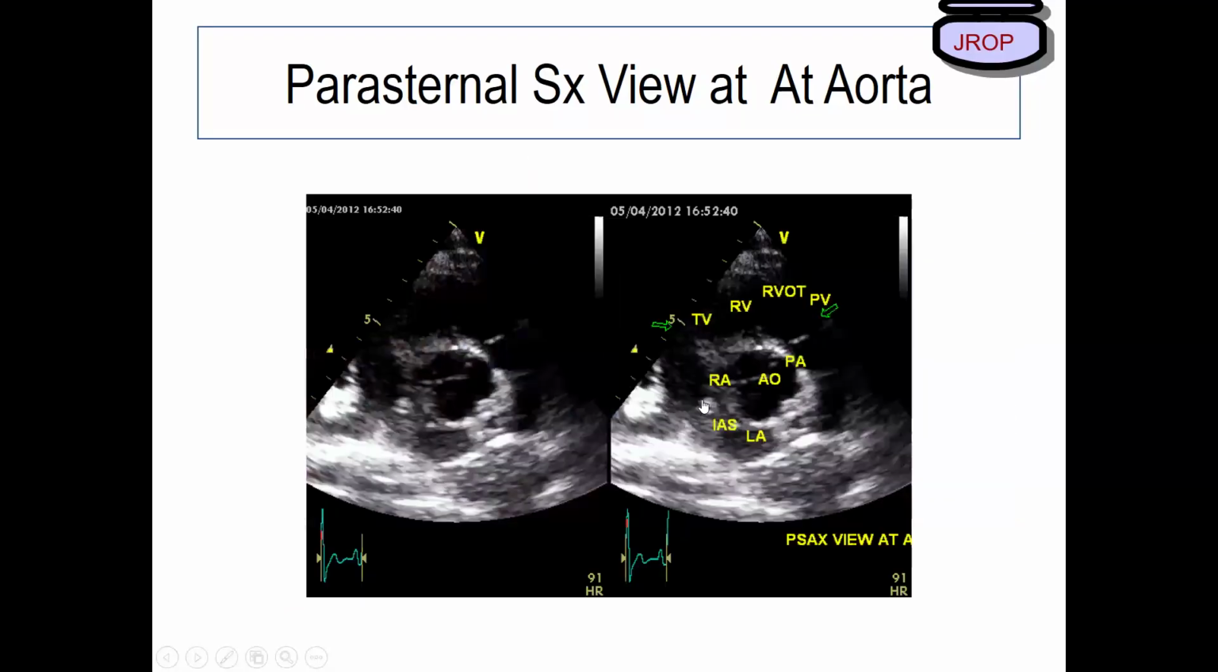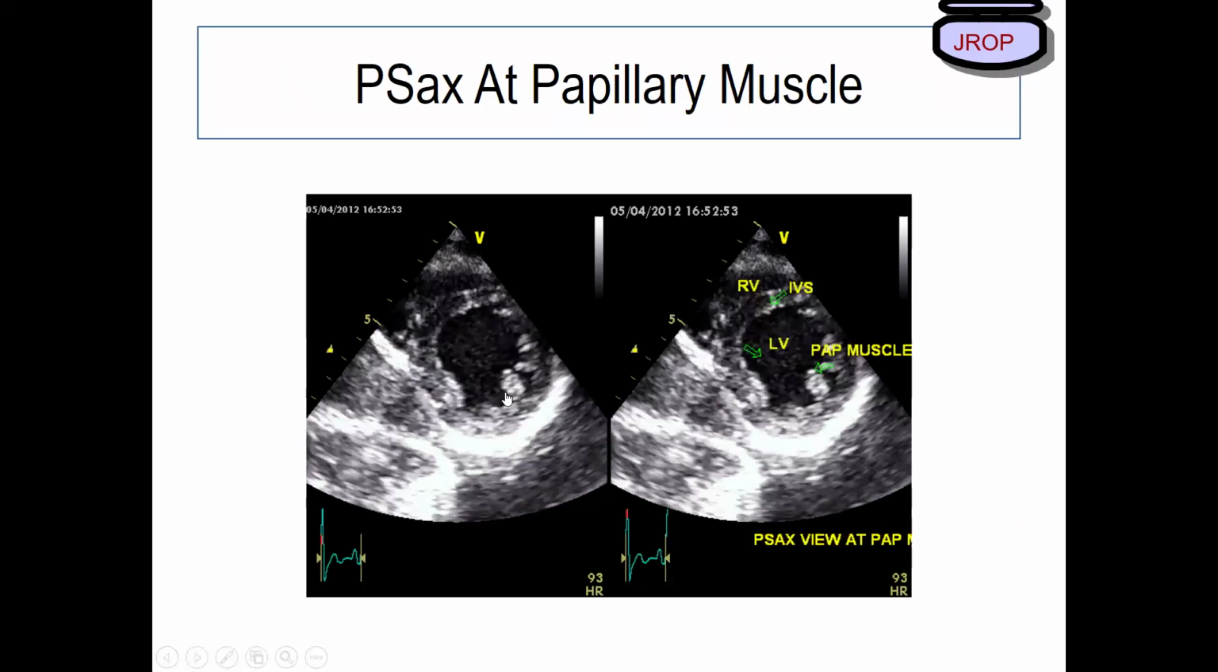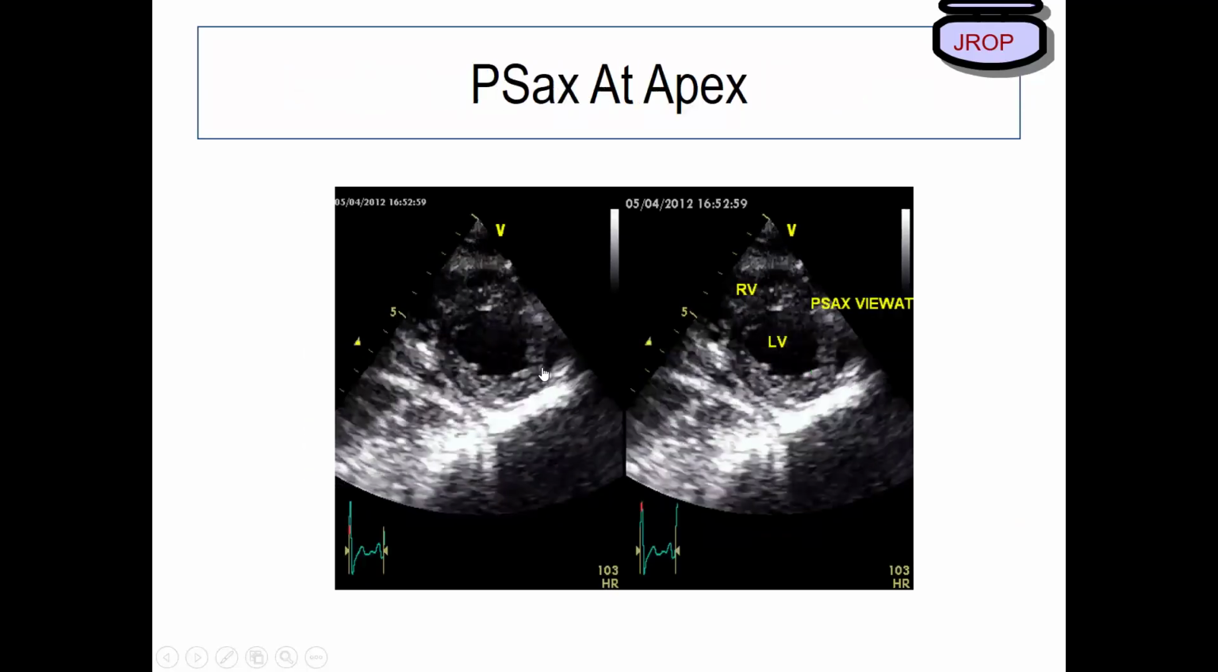So here is the aorta. Here is the mitral valve. So we have the mitral valve AML, PML. And then comes papillary muscles, the lateral papillary muscle, the medial papillary muscle. This is interventricular septum, and this is RV. And finally comes the apex.